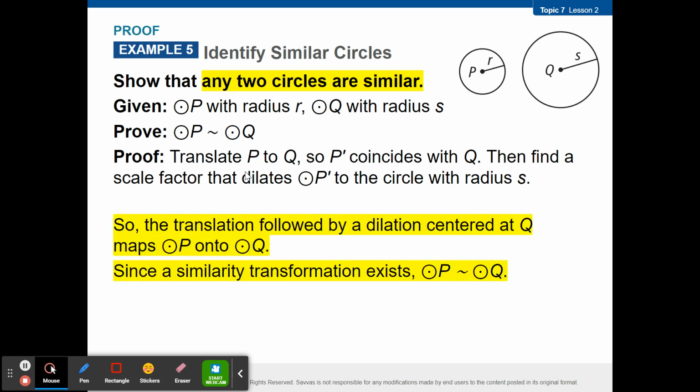The next part of this proof is going to be, so the translation followed by a dilation centered at Q maps circle P to circle Q. Since a similarity transformation exists, then circle P is similar to circle Q. We're hitting proofwriting on Monday. Please make sure you don't write down congruent. It happens, okay? You got to use just the squiggly for similar. Don't write a congruency symbol. It happens a lot. And I'd hate to see you guys do that on a test, okay?